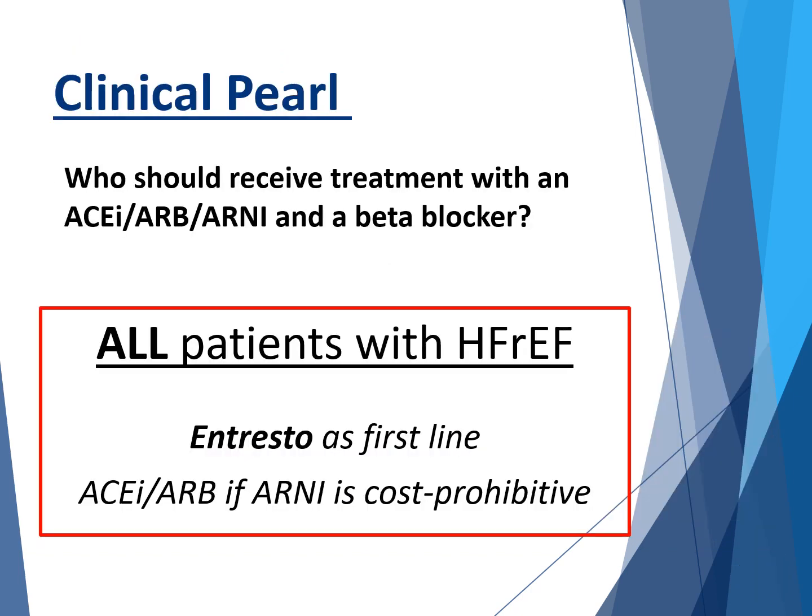So one of the biggest takeaways from everything that I've covered so far is which agents to use in which patients, and really what we should do is use either an ACE inhibitor or an ARB in combination with a beta blocker in all patients with reduced ejection fraction heart failure, and then it's important to mention that Entresto can be substituted for an ACE inhibitor or an ARB.